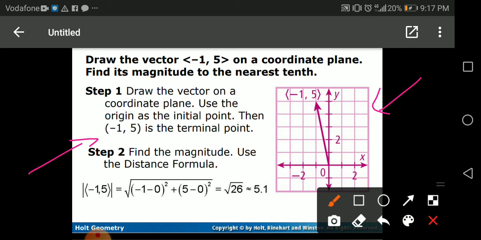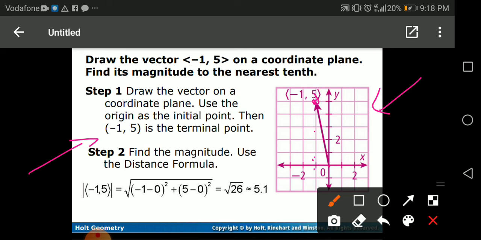So we are using the initial point here, as you see, 0 and 0. Use the origin as the initial point, then -1 and 5. Go -1 to the left, and then 5 up. So this here is the terminal point. This is my terminal point, -1 and 5. Then find the magnitude.